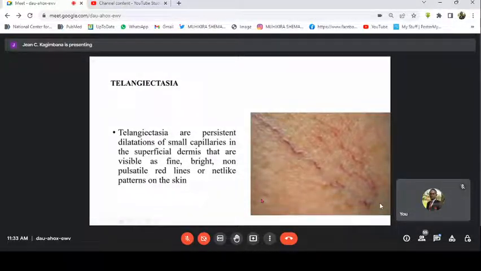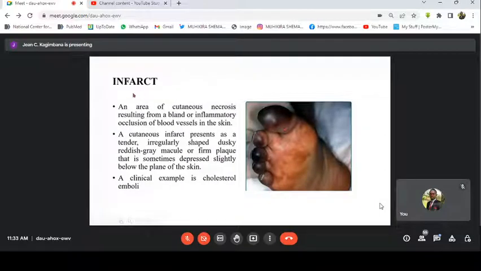Telangiectasia is most common in females or in people who have lower limb venous insufficiency. Okay? In fact, it's black. It's not vascularized. Okay? Infarct. Just an example is a cholesterol embolus. Okay?